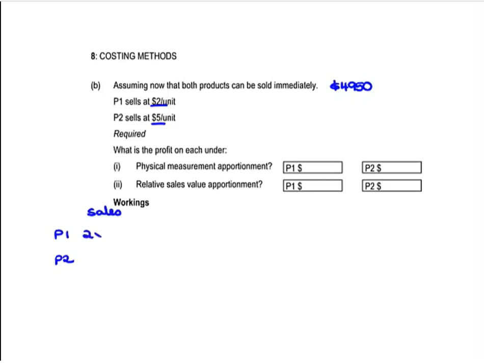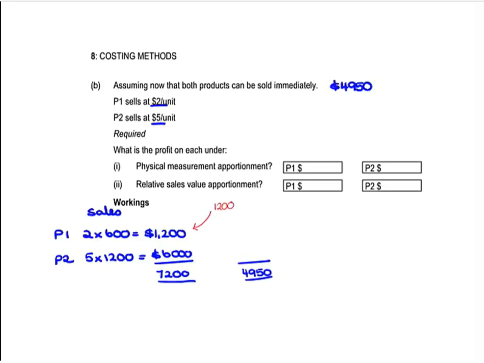So $2 per unit, and we have 600 units. So that's going to be $1,200 of sales revenue for P1, and for P2, $5 per unit, and we have 1,200 units. So that's going to give sales revenue of 6,000. So we've got $7,200 of sales revenue. So we need to allocate those $4,950 of costs proportionately.